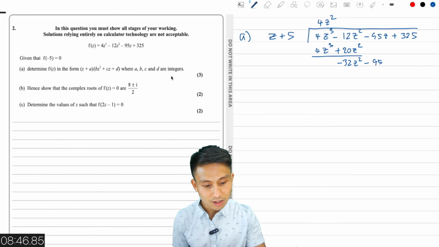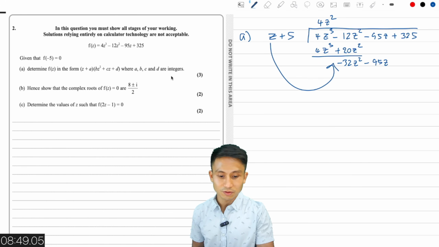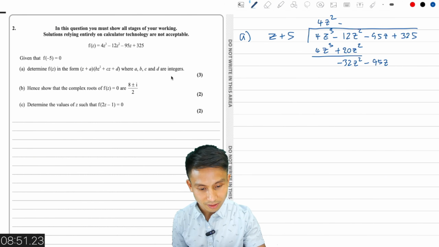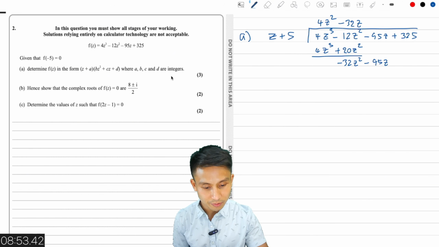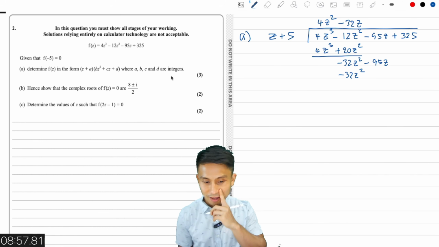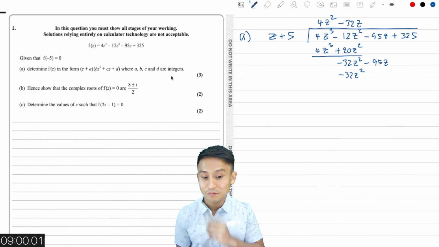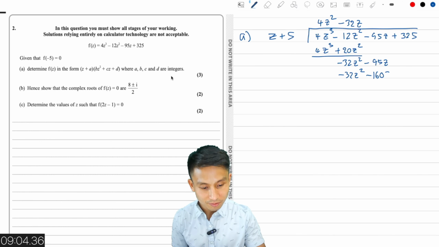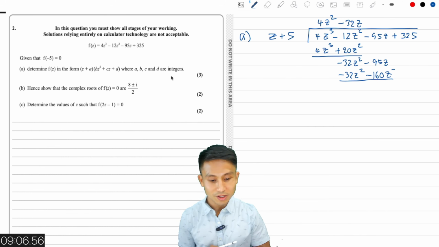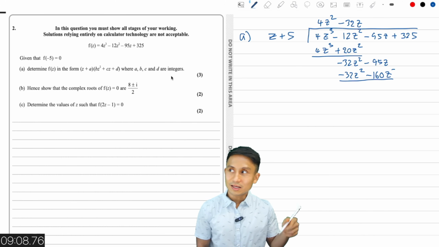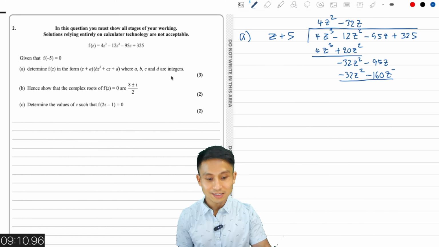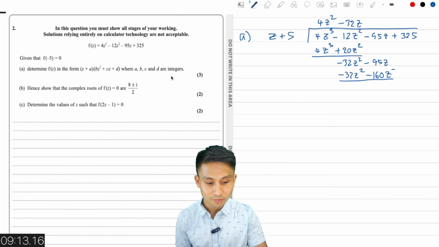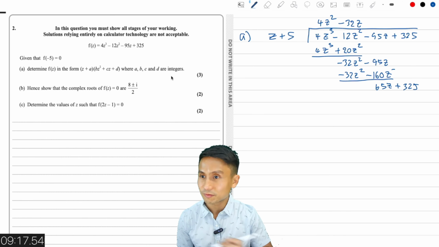Pull the next one down, 95z, and divide the first into the first again. We get minus 32z squared here. And then multiply that back to 5 there. So it would be minus 160, right? 32 times 5, yeah. Z, and subtract this again, we get 160 minus 95, so that would be 65, right? Yep. 65z plus 325.